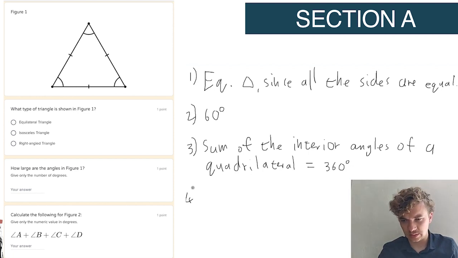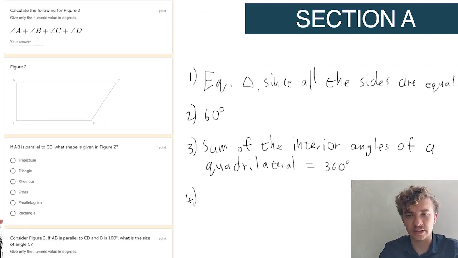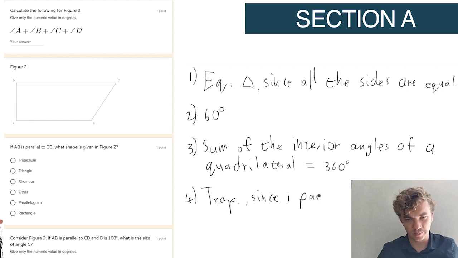Okay, so the next question is: if AB is parallel to CD, what shape is figure 2? If AB is parallel to CD, then it's clear that figure 2 needs to be a trapezium, because there is only one pair of parallel sides. So it's a trapezium since one pair of parallel sides. I'm just writing shorthand over here.